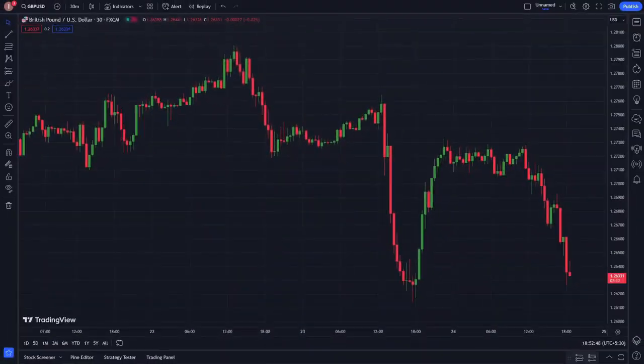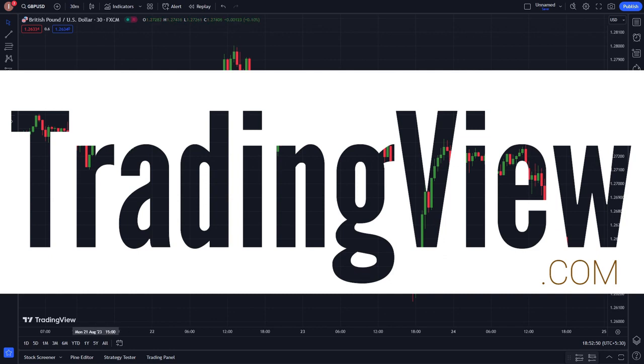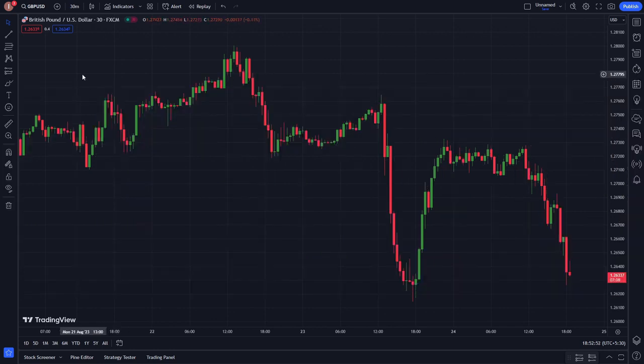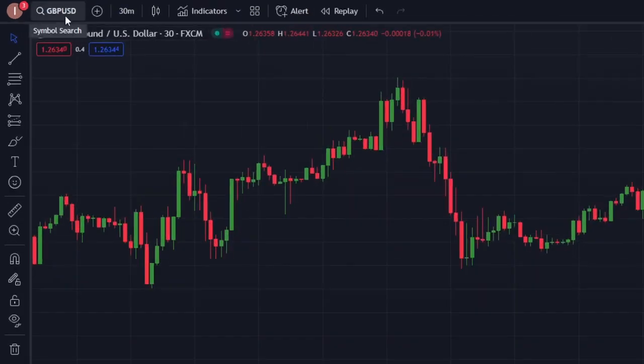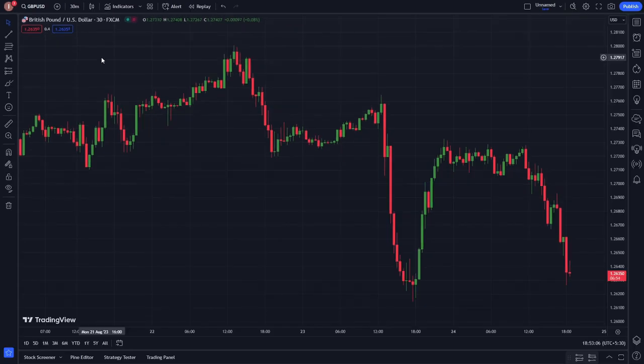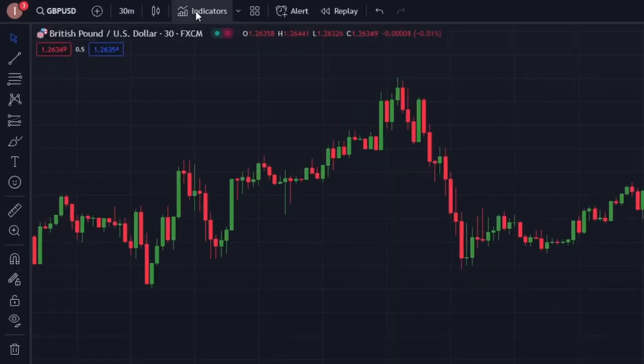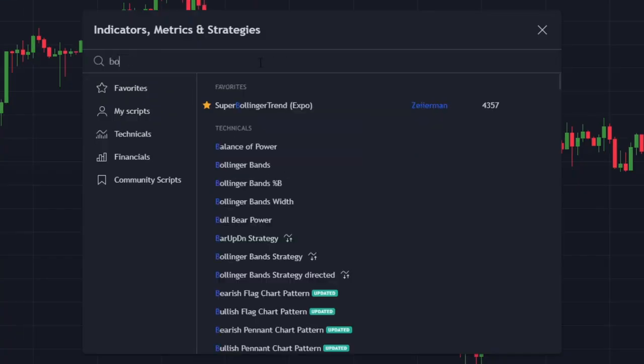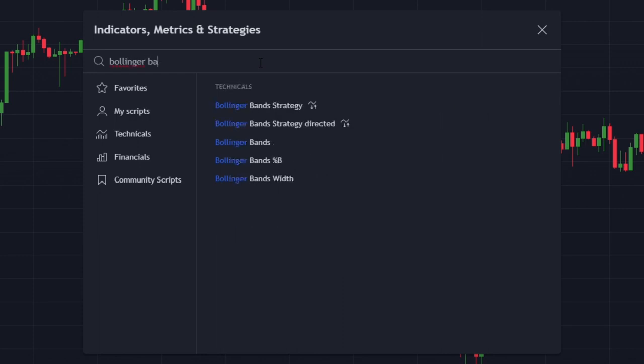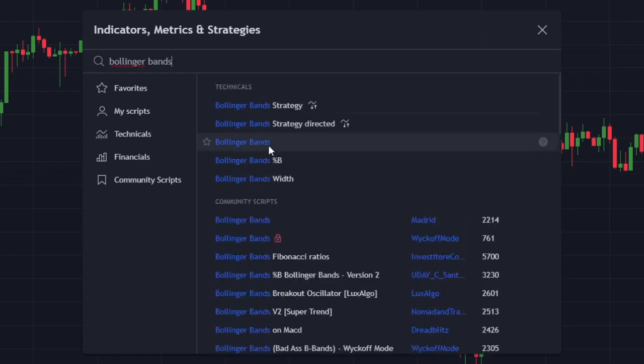Here I am going to use tradingview.com for my technical analysis, but you can use whatever charting software you want. Right now I am looking at the GBP/USD chart on the 30-minute time frame, but you can open any trading security you want in any time frame. Next, open the Indicator Search tab and type in Bollinger Bands in the search area. Select this one, click on it to add it to the chart.